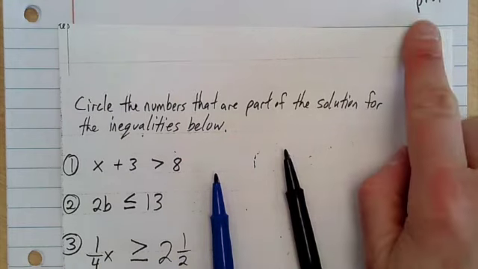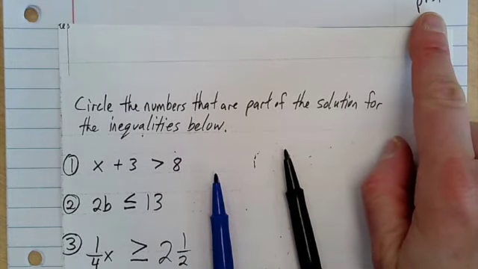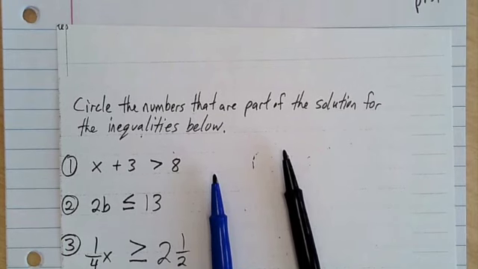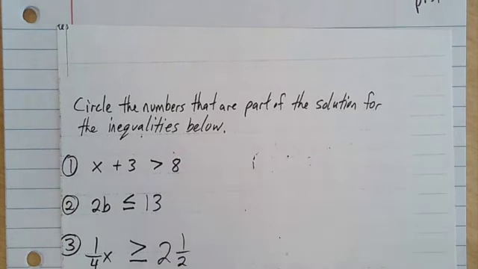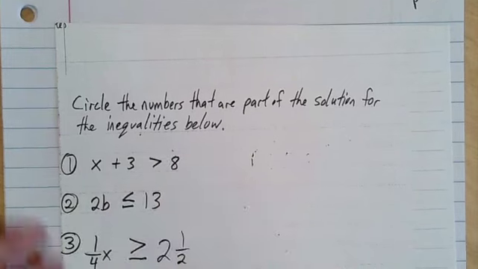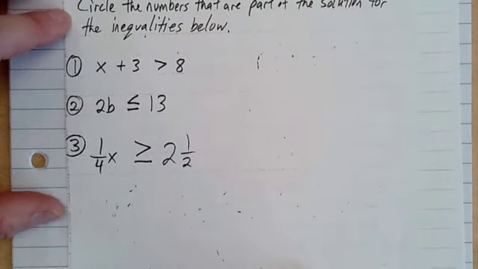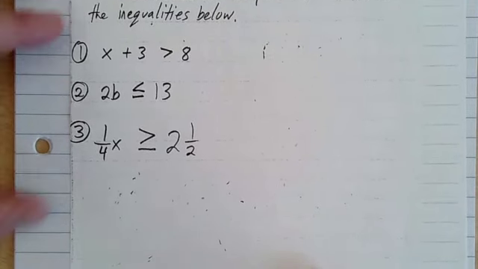This is page 51 in our notes. This is also continuing EE4, a little bit of EE5 continuing. So you've either taped or glued this in your notes, and then we're just going to use these directions to fill this out. So circle the numbers that are part of the solution for the inequalities below.